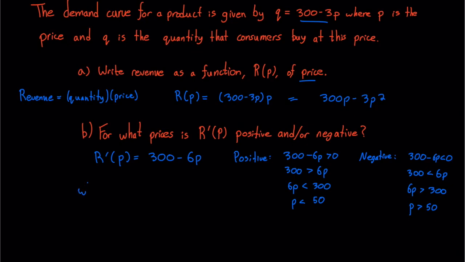So we now can answer the question. When P is less than 50, we know it's positive. And when P is greater than 50, we know it's negative.